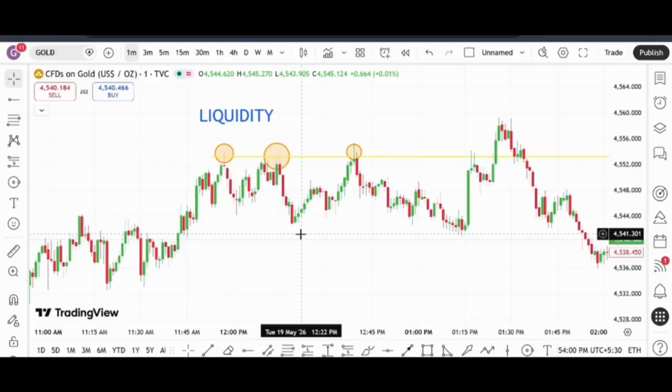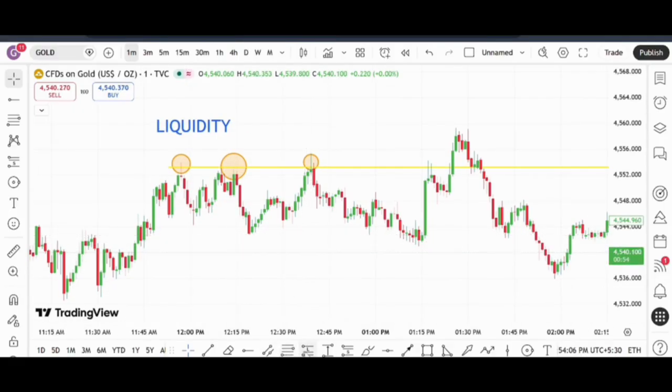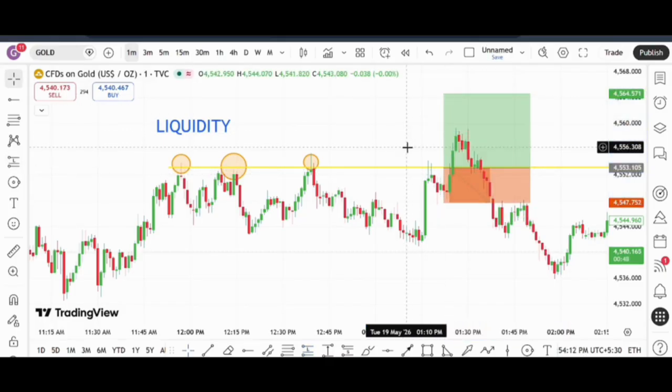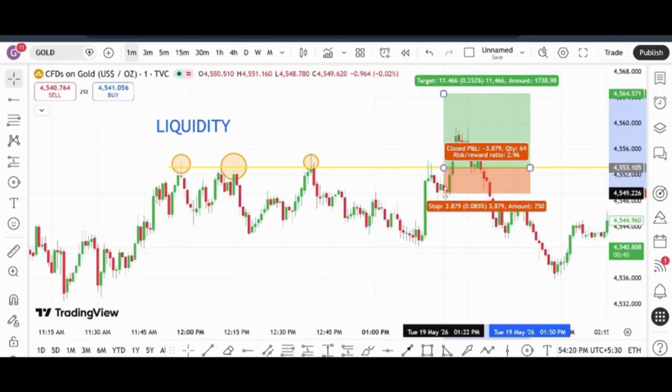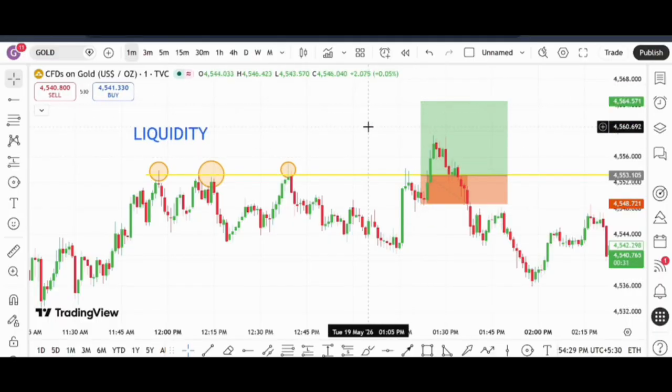So, breakout traders place their buy stop orders above these highs like this. They will place their buy side entry like this. And where will their stop loss be? It will definitely be below these highs, right? They put their stop loss like this and they place their long buy side entry this way.